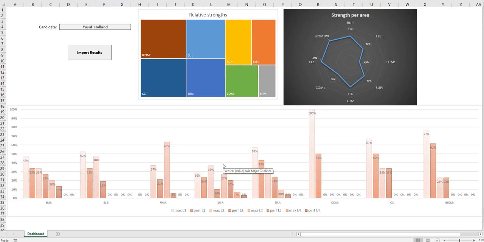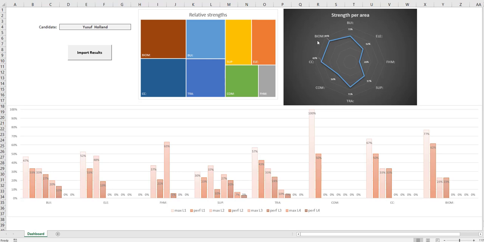On the dashboard of the intake test, once you import the results, the screen will be automatically populated. What you see on the first block, the colorful one, is a visual representation of the strengths of the candidate. The bigger the block, the better he or she has performed in the test. So here in this example, we see that this person has done very well in biomed, cold chain primarily, secondary construction and transport, and then the rest following. The order is from bigger to smaller, left to right.